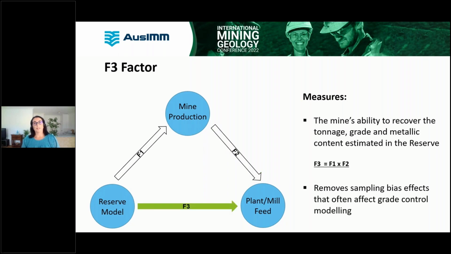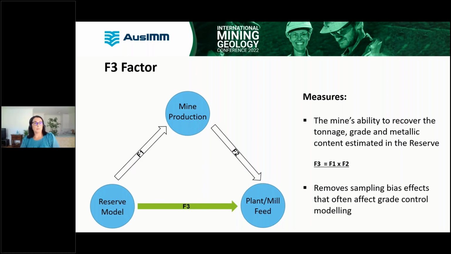The F3 factor will compare the reserve model to the actual plant feed. It can be obtained by multiplying the F1 and F2. So we can see here that F3 would equal F1 times F2.